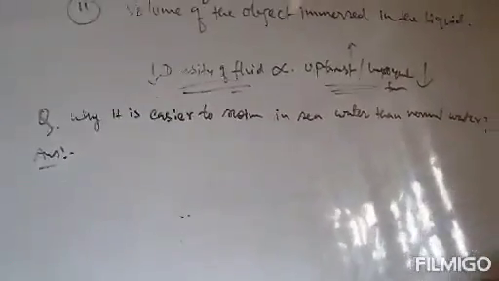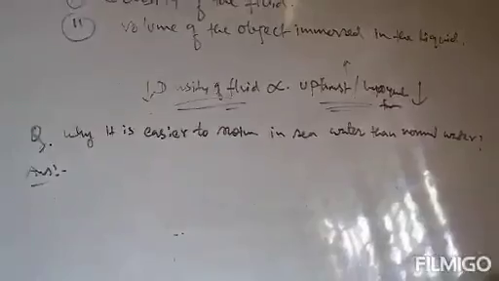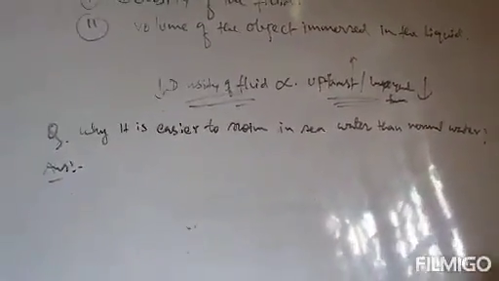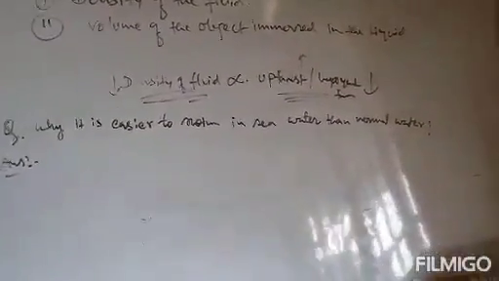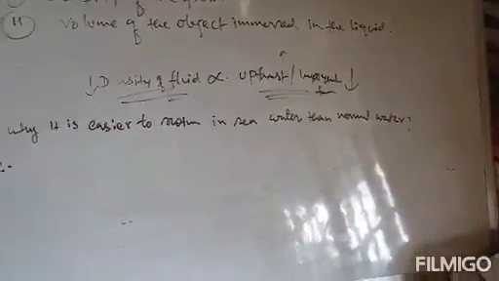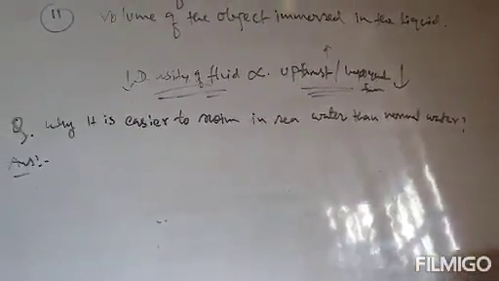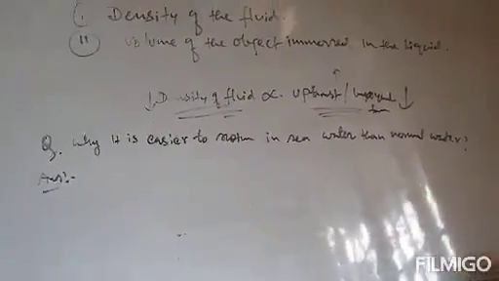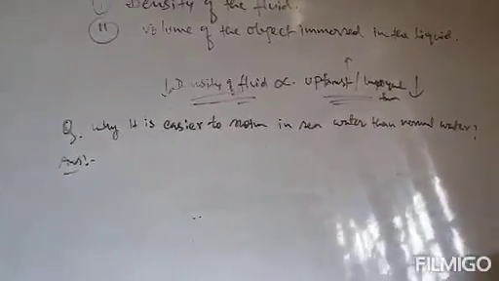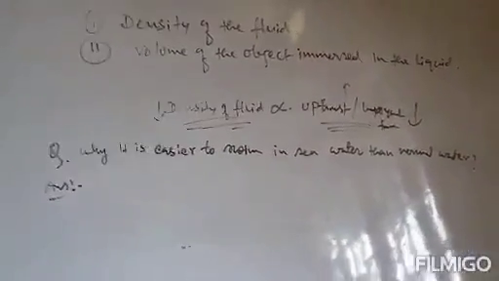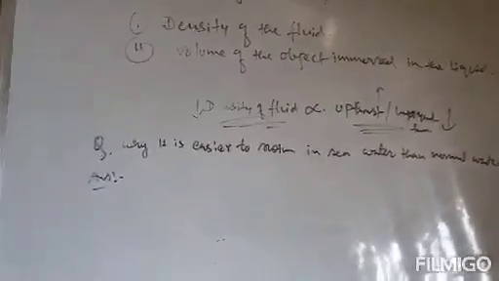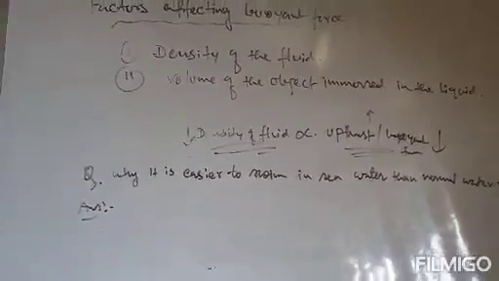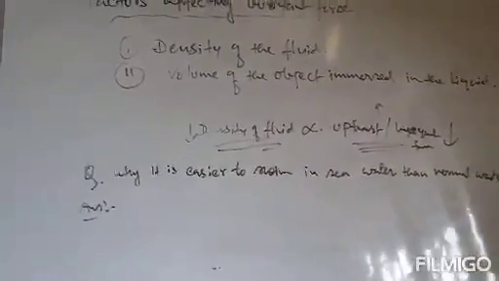The answer is, it is easier to swim in sea water compared to normal water, because sea water has higher density, and hence exerts a greater buoyant force on the swimmer than the normal water having lower density.